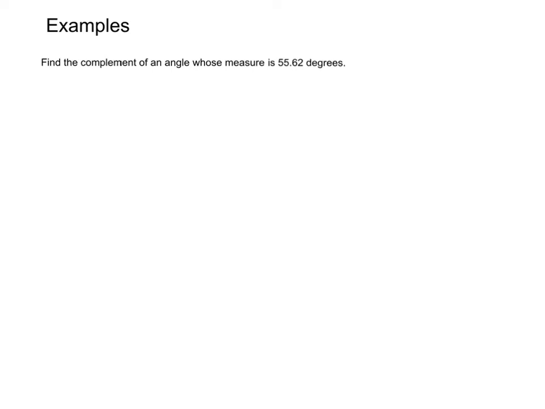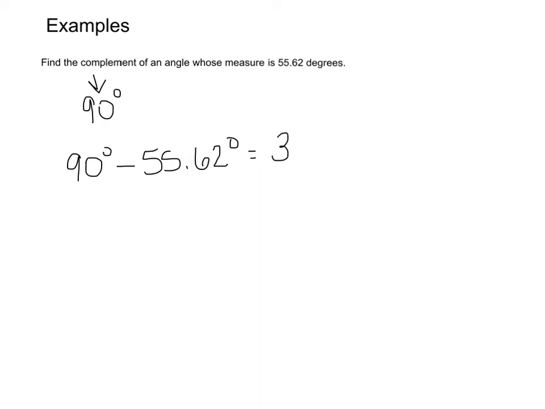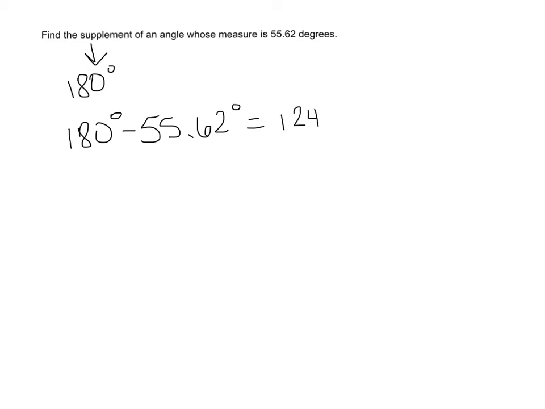To begin with, we're finding a complement of an angle. Remember that complement means that they add up to 90 degrees. So if I'm looking for a complement, what I'm going to do is take 90 degrees minus 55.62 degrees. That gives us 34.38 degrees. This is the complement. I can also find the supplement. Supplement means that the two angles add up to 180 degrees. So here I simply take 180 and subtract out my angle. And this gives me 124.38 degrees.